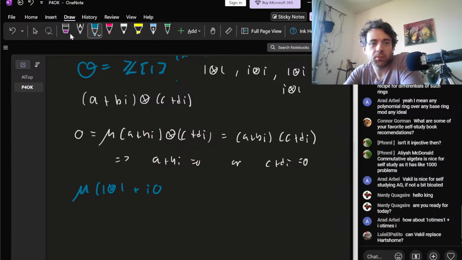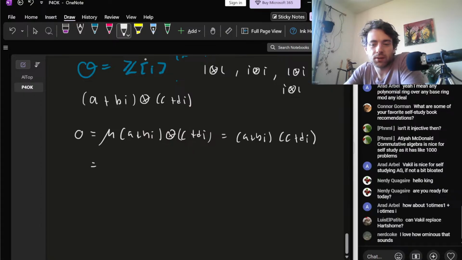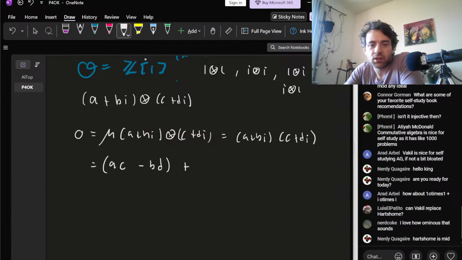Yeah, maybe I should have just done this computation. But what is going on? How could I possibly be wrong about that? I mean, it is an integral domain, right? So AC minus BD plus AD plus BC i.